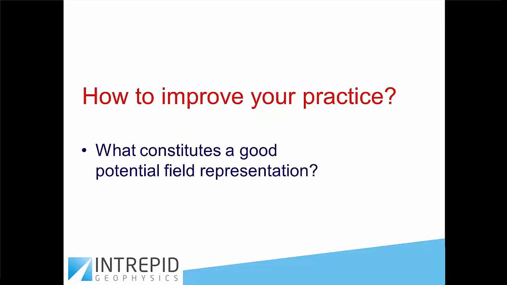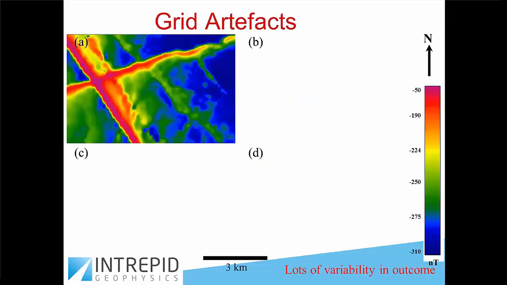So how do you improve your gridding practice? What constitutes a good potential field representation? Here's some war stories, I guess. We have some examples from some time ago, tabled maybe 6 or 10 years ago, where there have been discussions about this very subject.